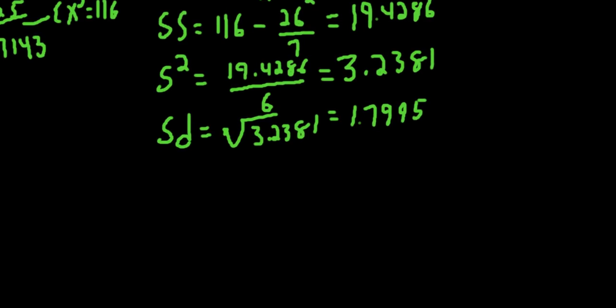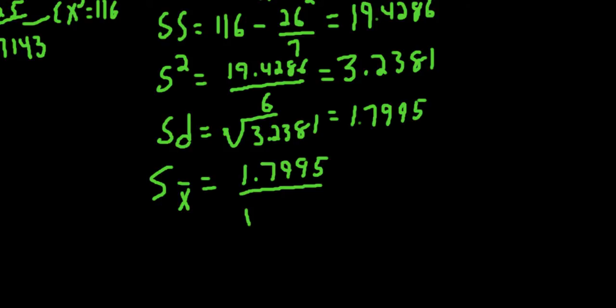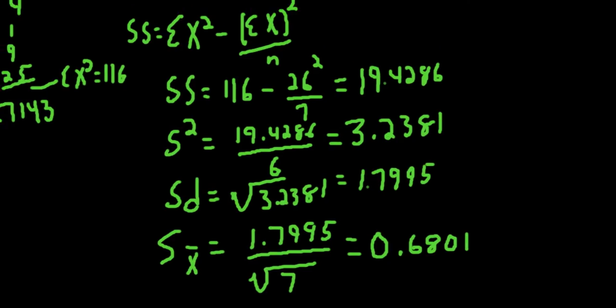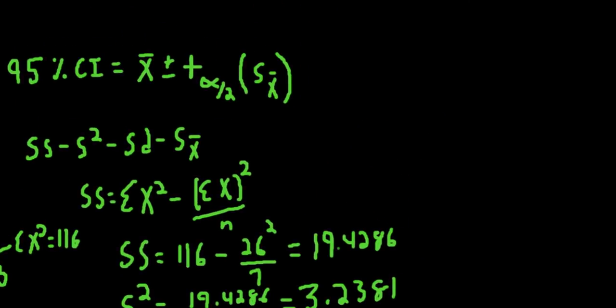And then finally, to get the standard error that we need to plug into the confidence interval equation, we divide that by the square root of n, which is 7 in this problem. So our standard error, as it was before, is 0.6801.